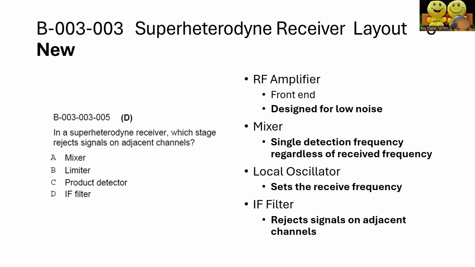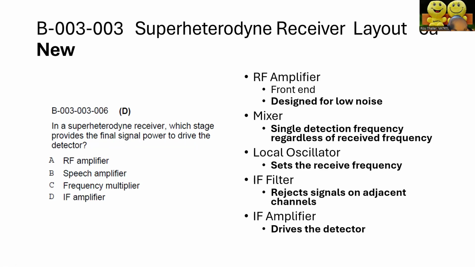Another new question. In the superheterodyne receiver, which stage rejects signals from adjacent channels? So that would be your IF filter, because the IF filter is tuned to a specific frequency and it rejects signals outside of what it's designed for. Another new question. In the superheterodyne receiver, which stage provides the final signal power to drive the detector? So the IF amplifier would be the one that drives the detector. The detector is the demodulator.